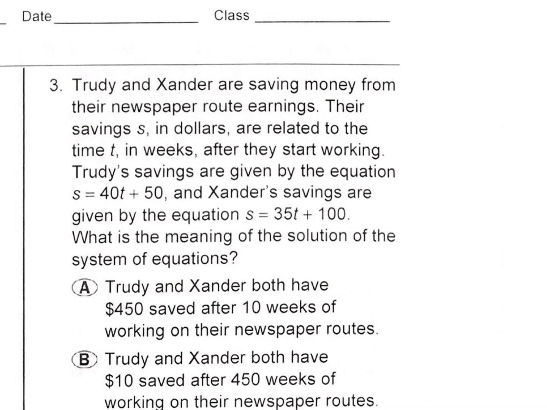Number 3, Trudy and Xander are saving money from their newspaper route earnings. Their savings S in dollars are related to the time T in weeks after they start working. Trudy's savings are given by the equation S equal 40T plus 50. And Xander's savings are given by the equation S equal 35T plus 100. What's the meaning of the solution? Well, to get to the meaning of the solution, we've got to find the solution first.